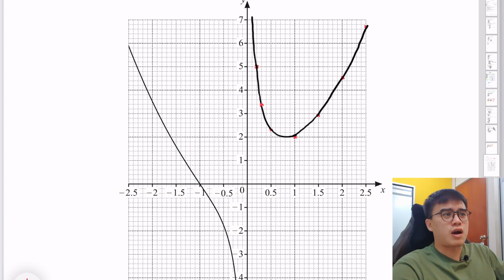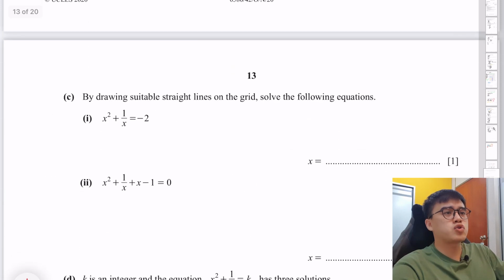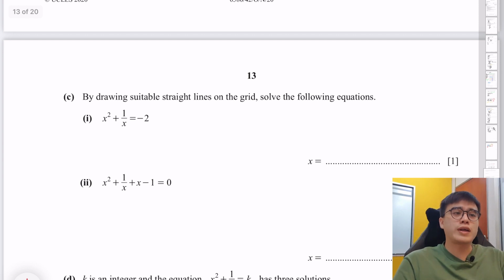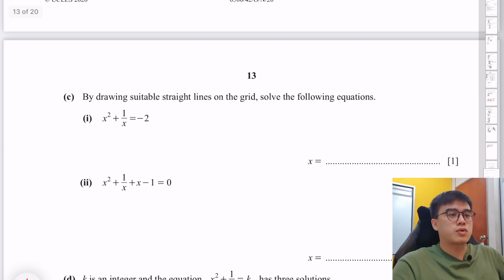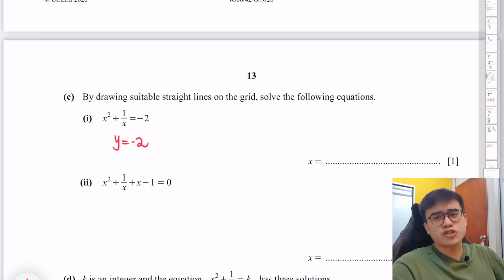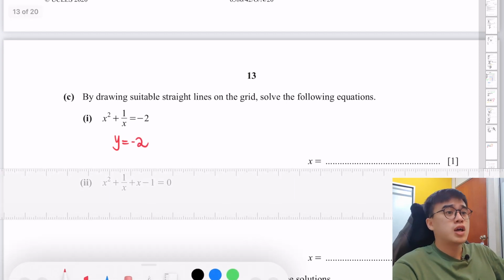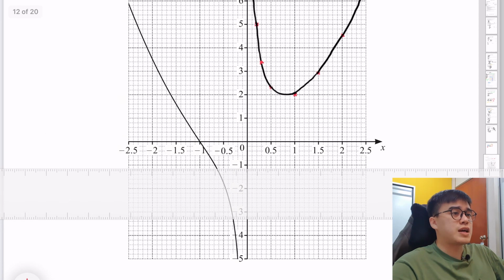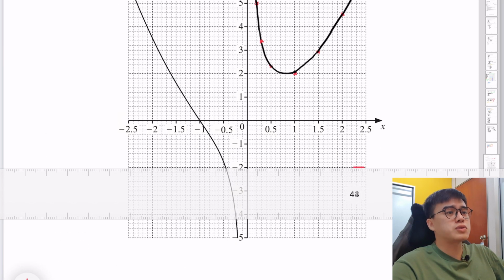So with this graph that we have drawn, I can now proceed with the question that they are asking. By drawing a suitable line, solve the following equation. What they wanted was, if you look closely at the question, the x squared plus 1/x is actually our original equation. So they wanted us to replace that with y. So when y equals -2, I draw a red line over there. The intersection will be the answer that they are looking for.